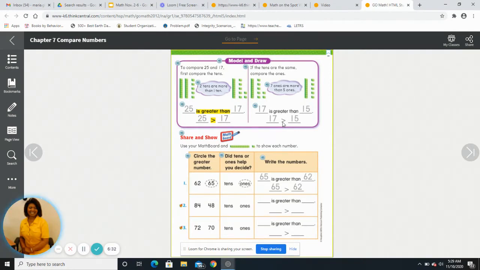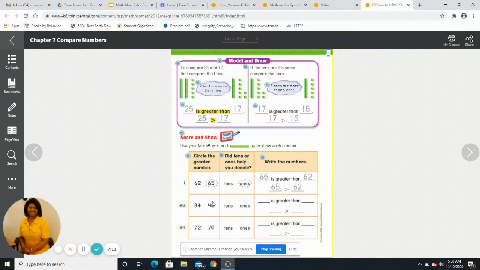All right, let's look at number 1. Number 1 has already been done for us, and our directions are for us to circle the greater number. So we have two numbers, 65 and 62. Now, as I previously stated, we have got to determine which place to look in, the tens or the ones place. Now we notice in this situation that the tens are the same. They both have a 6 in the same place. So we need to go to the ones place to help us decide which number is greater.